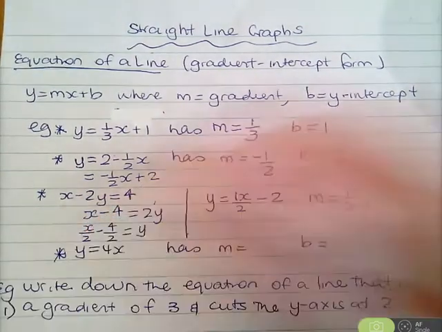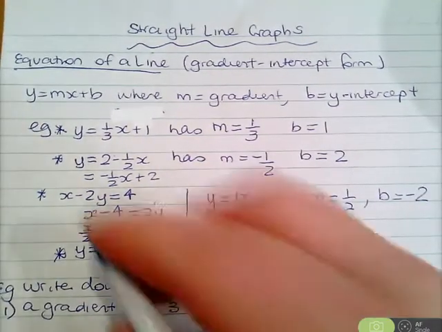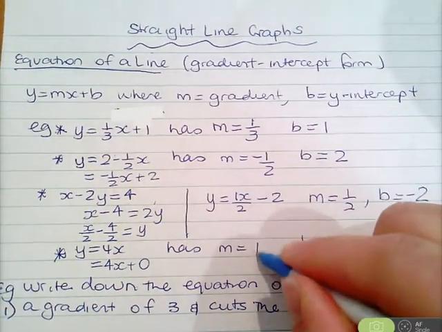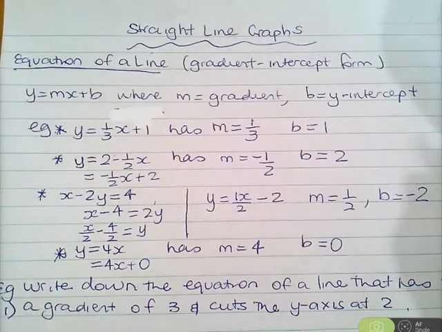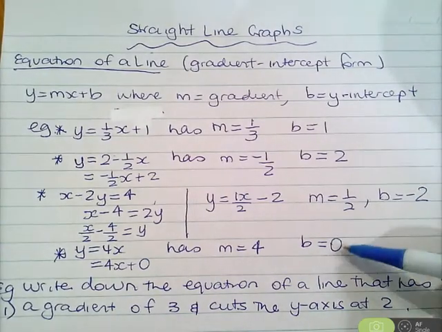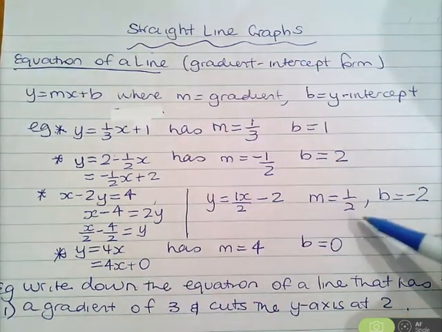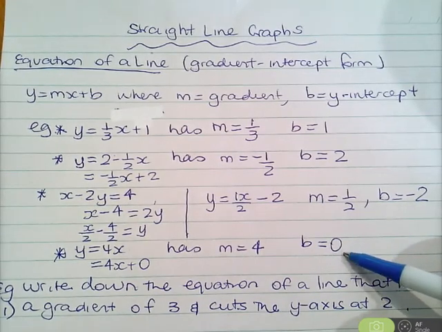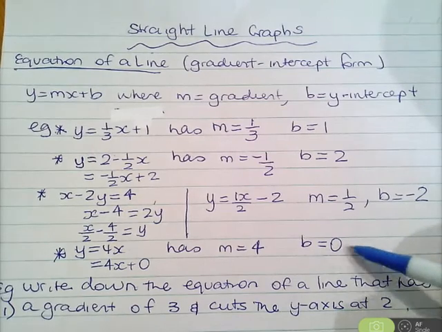And with my fourth example, y equals 4x, that's the same as y equals 4x plus 0. That has gradient 4 and y-intercept 0. So that line would pass through the origin, where x is 0 and y is 0.